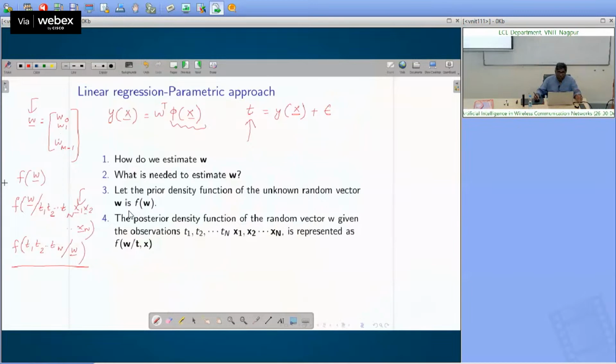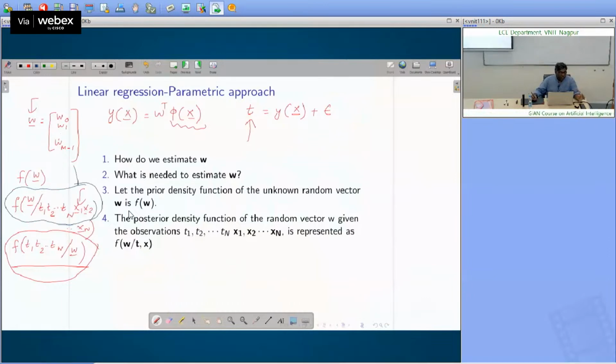Now what we are going to do here is maximize this likelihood function. I told you there are 3 solutions. For all 3 solutions, what we really need is this density function, the posterior density function. We need that.